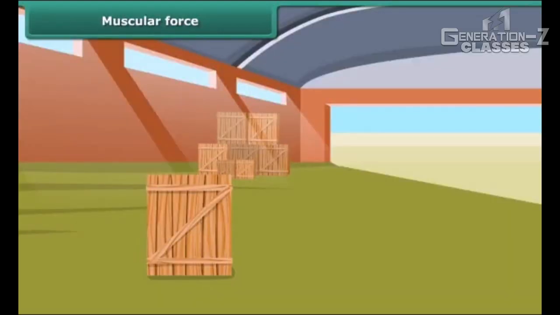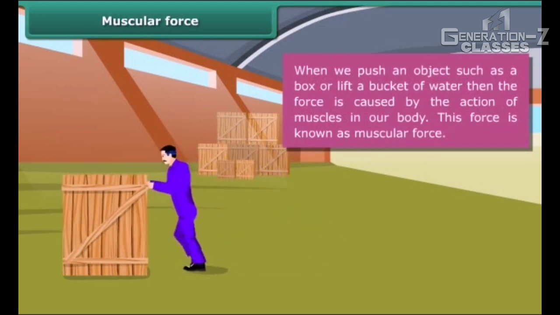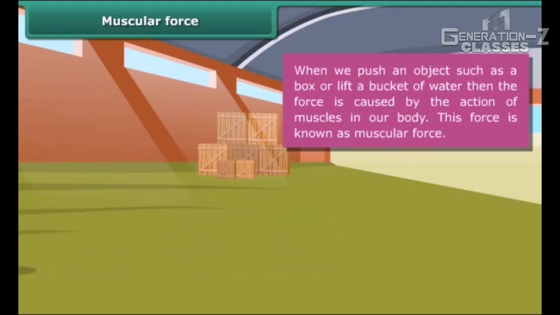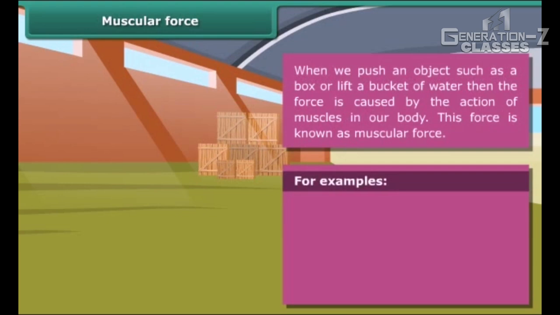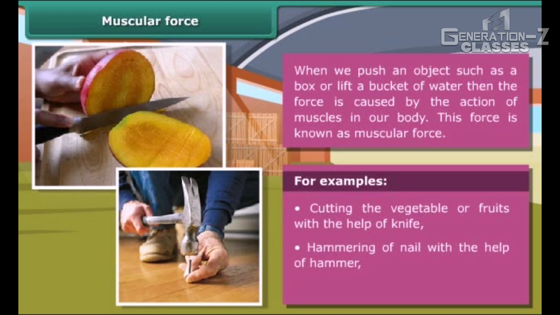Muscular force. When we push an object such as a box or lift a bucket of water, then the force is caused by the action of muscles in our body. This force is known as muscular force. Note that muscular force is always applied either directly through touch or indirectly with the help of a stick or piece of rope. For example, cutting vegetables or fruits with the help of a knife, hammering a nail with the help of a hammer, pulling a cart by a horse.